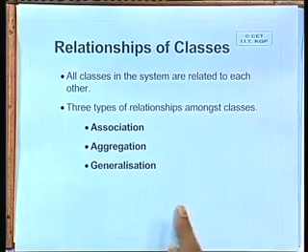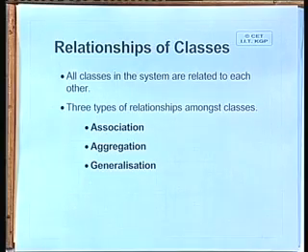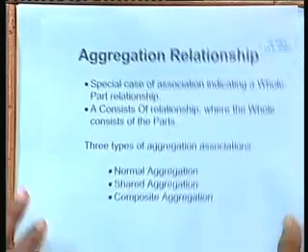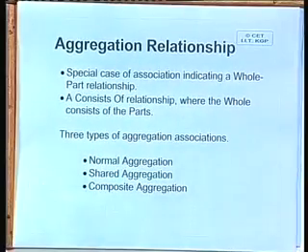So, we were discussing with regard to object-oriented analysis and design the relationship of classes. In particular, we have said that there are three types of relationships amongst classes, particularly the association, aggregation and generalization. Now, out of this we have discussed the first property, that is the association, right? Now, let us move over and try to see what is known as the aggregation relationship.